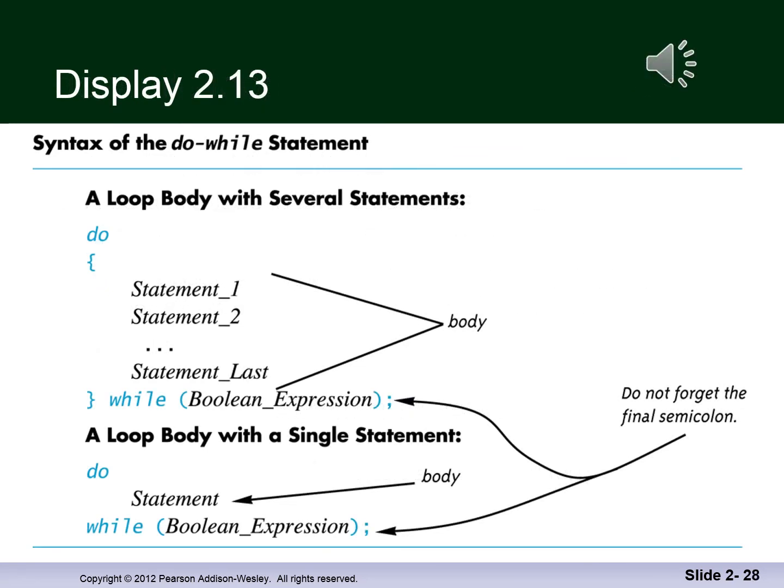Here we have the syntax of the do-while loop. First we'll look at a do-while loop with several statements. You start with do. Notice there is no Boolean expression at the beginning of the loop, because that is the primary characteristic of a do-while loop. The Boolean expression is checked after the body. So do, and then you have the statements enclosed in brackets, while.